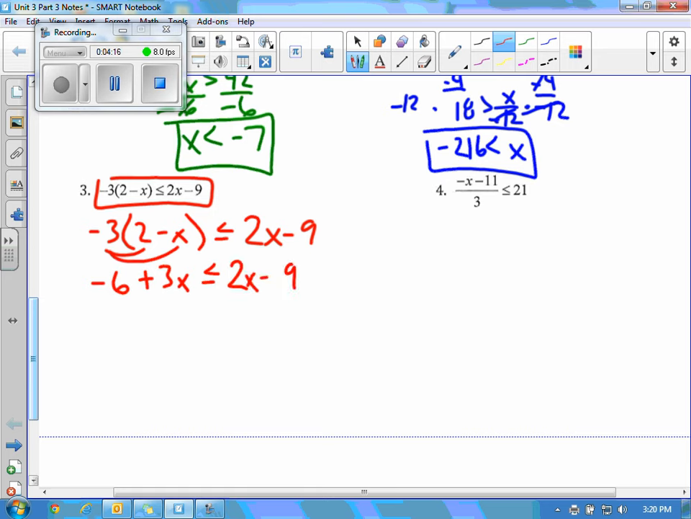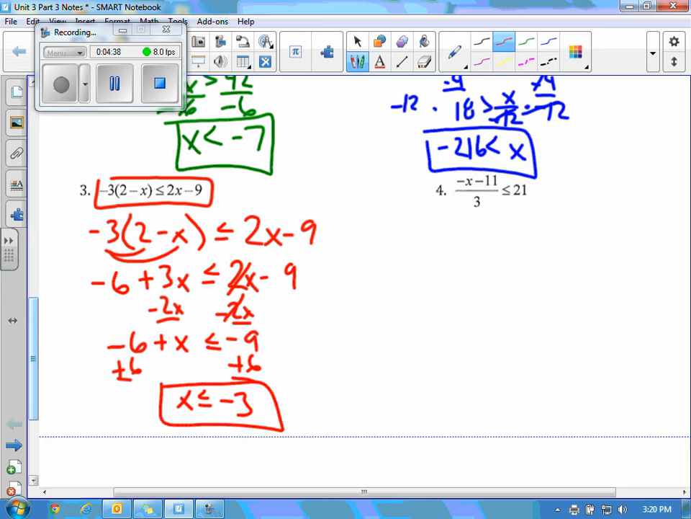I need to move my x's to one side and my numbers to the other. So I'm going to subtract 2x from both sides. So that'll leave me with -6 + x ≤ -9. Since I moved the x's to the left, the constants go to the right, so I'm going to add 6 to both sides. And I get x ≤ -3. Now, if you notice, I moved the x's to the left, so I didn't have to deal with flipping the inequality.